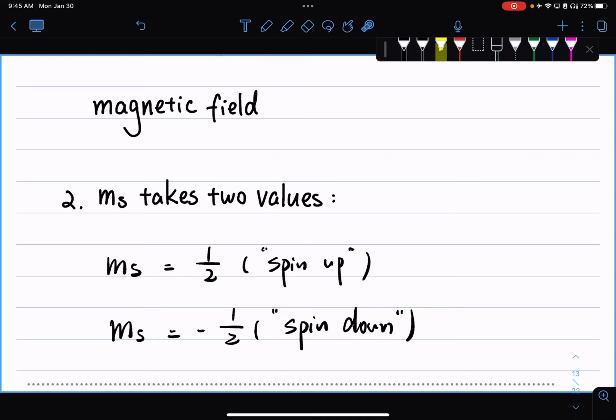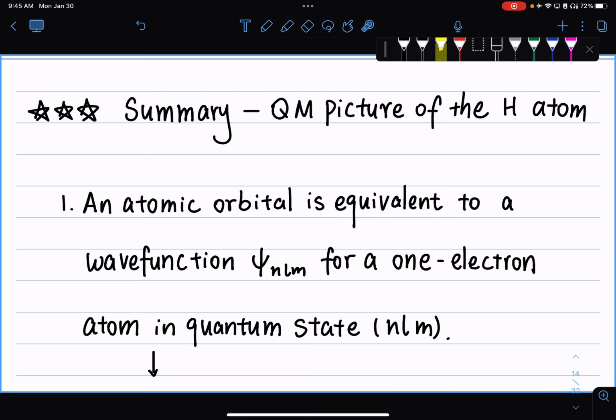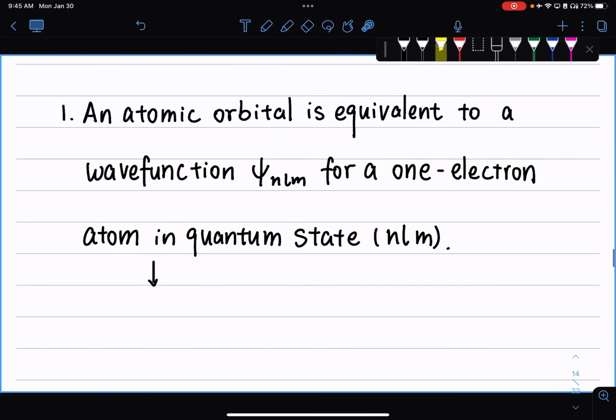All right, so far we've finished everything about the hydrogen atom. This is the most simple scenario you can imagine, and it is a real system. You have one nucleus and one electron. And here we have the quantum mechanical picture of the hydrogen atom. So, several pieces of information here. This is a quick summary.